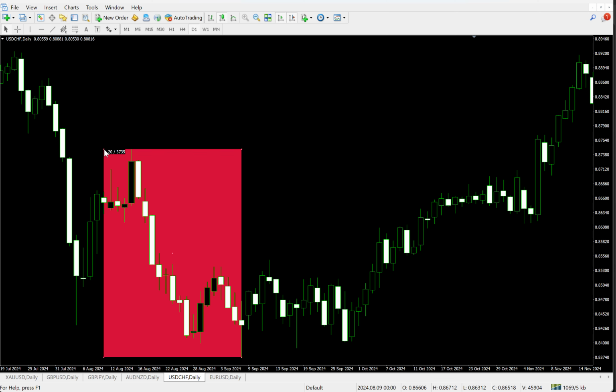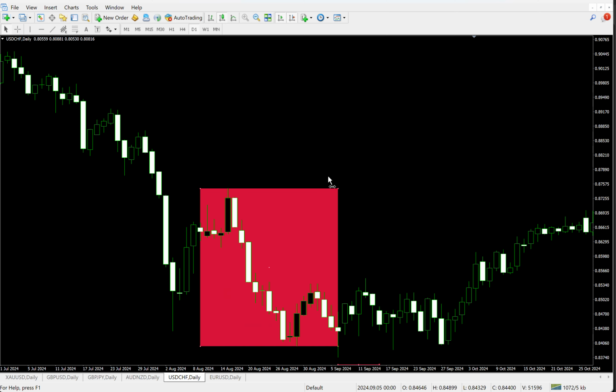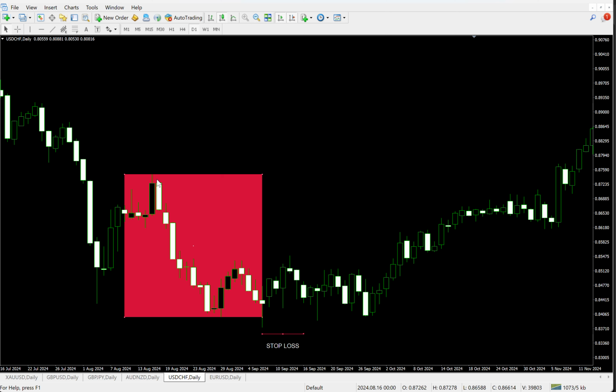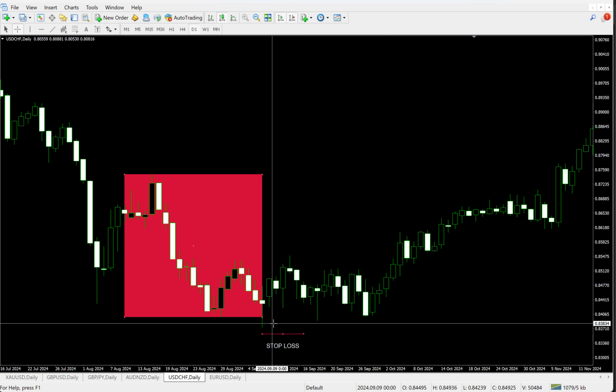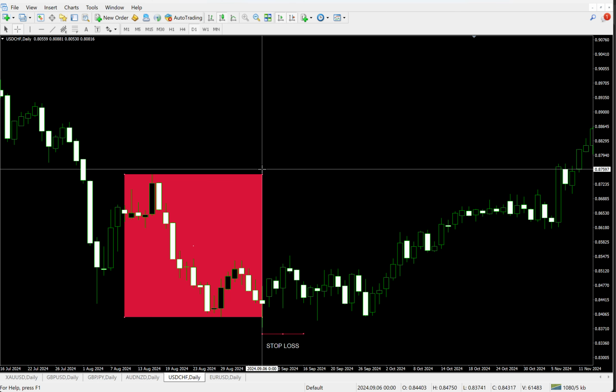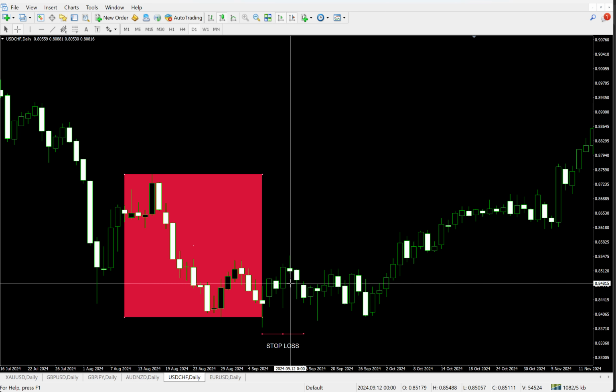Now you mark the high of this box. This is the highest point of the box, and here is the lowest point of the box. We mark it by the wicks, or the bodies or wicks, of the candles. So in this case, we have our 20-day box built on the high and the low, and we need to wait for the moment when the price breaks out of the high or low of this box. If we break the high of the box, we sell. If we break the low of the box, we buy.